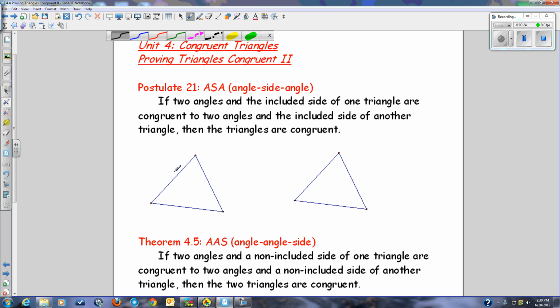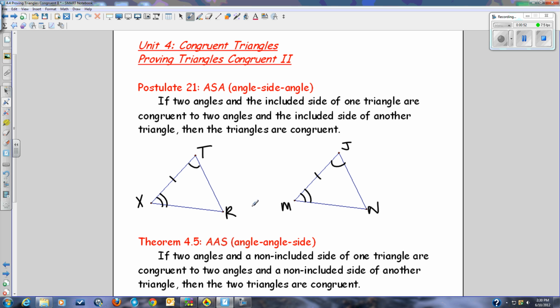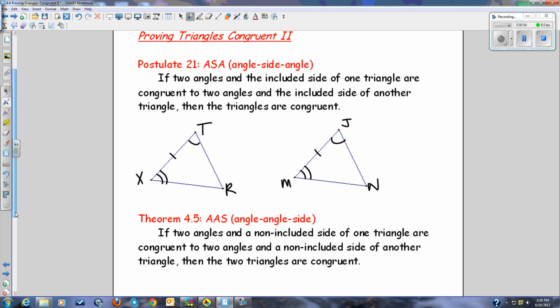So let me illustrate this concept. Let's say that we have triangle XTR and MJN. Let's say that angle T and angle J are congruent. Let's say that angle X and angle M are congruent. And then the sides that are in between those corresponding angles are congruent. That's an illustration of the angle side angle postulate. Let's move on.